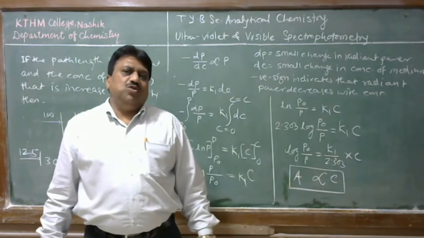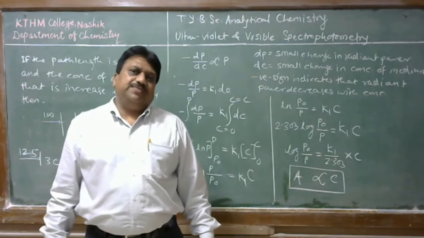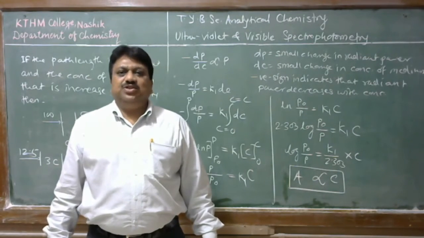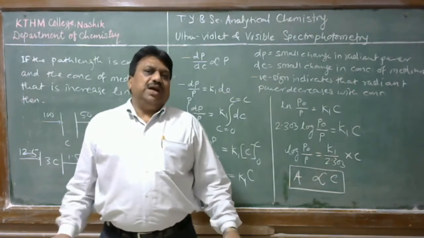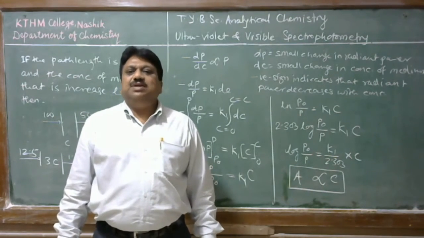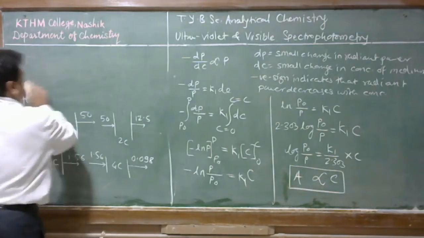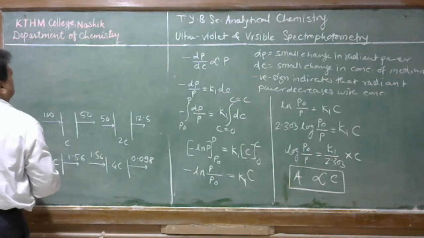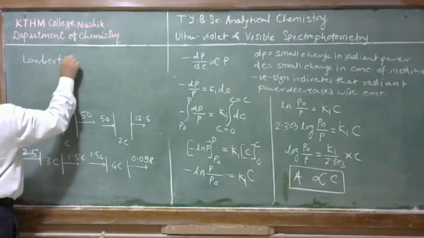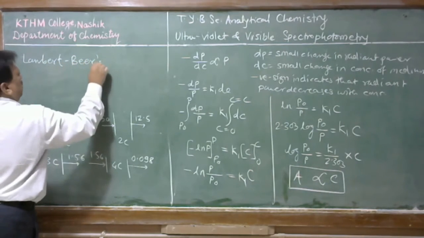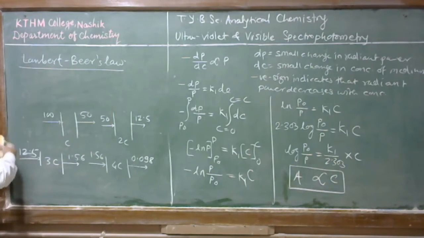Student, now we have derived both Lambert's law and Beer law for determination of absorbance of a system, as a function of path length as well as a function of concentration. When we combine these two laws, then we have the Lambert-Beer law. This Lambert-Beer law is the combination of Lambert's law and Beer law.